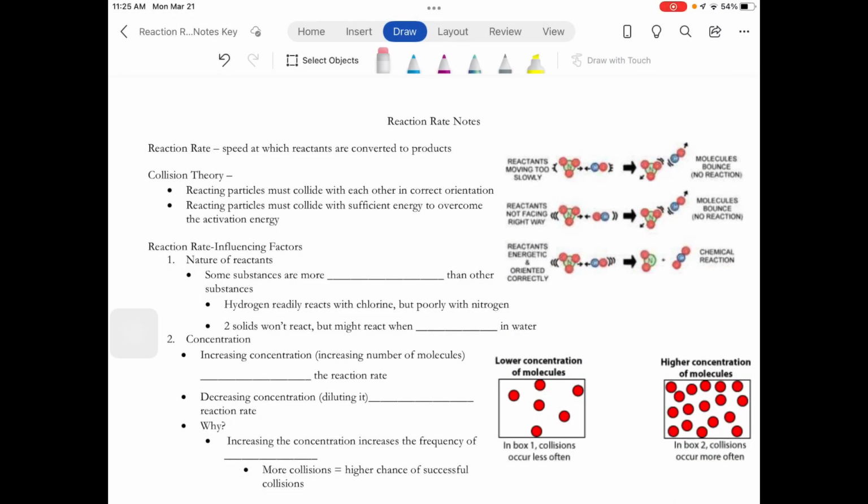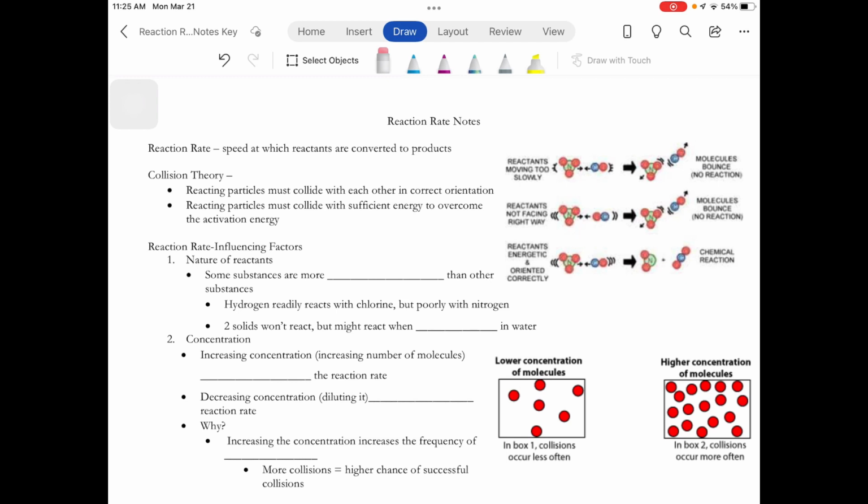Hey students, today we're going to talk about reaction rates. So reaction rate is the speed at which reactants are converted to products. And the collision theory plays into the reaction rate because it tells you what needs to happen in a reaction in order for the reactants to convert to products.